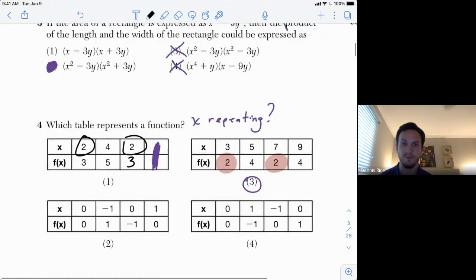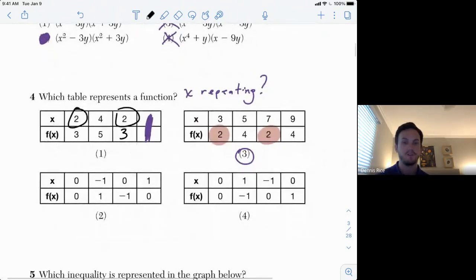I've seen that come up every so often. But otherwise, x repeating will generally get you there. Doesn't matter if y repeats. You're looking for one input to correspond to 2 different outputs.